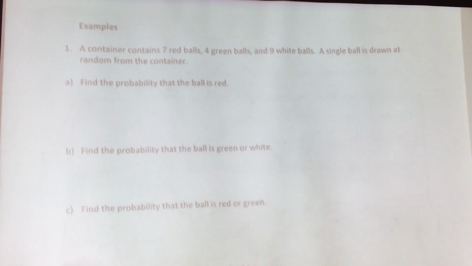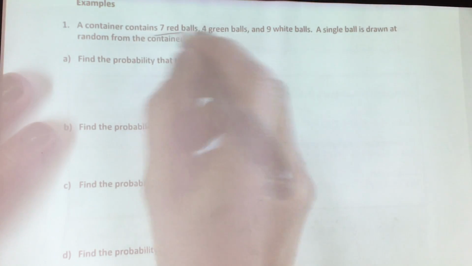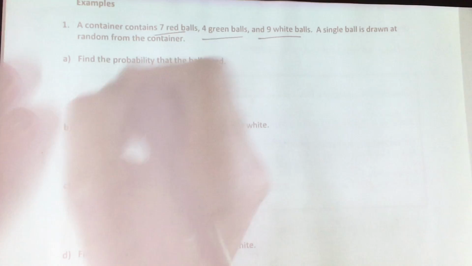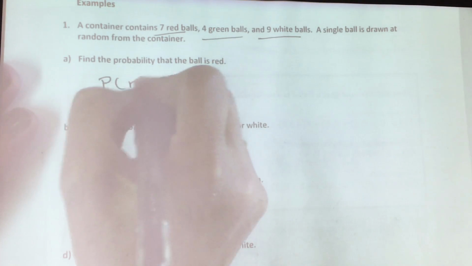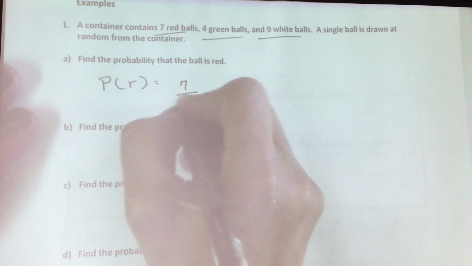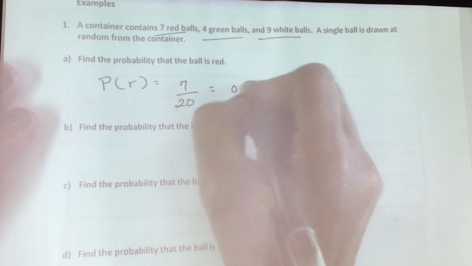A container contains 7 red balls, 4 green balls, and 9 white balls. A single ball is drawn at random from the container. Find the probability that the ball is red. So the probability the ball is red, here you have 7 out of a total of 20 balls, which is equal to 0.35.